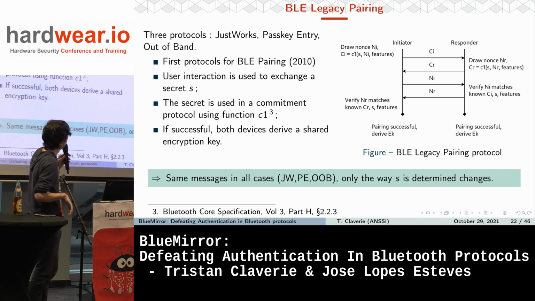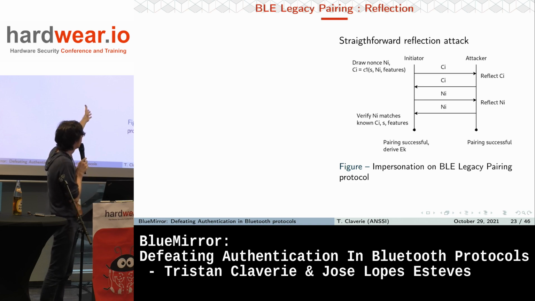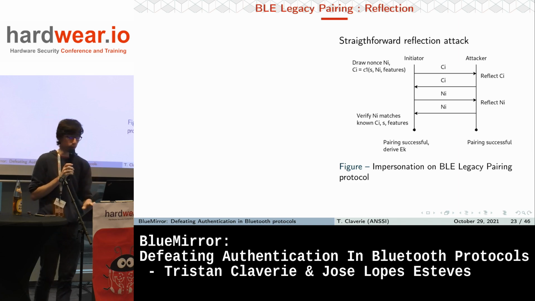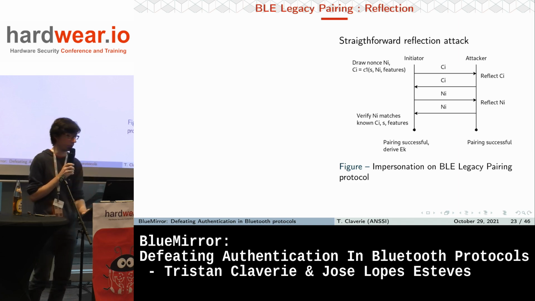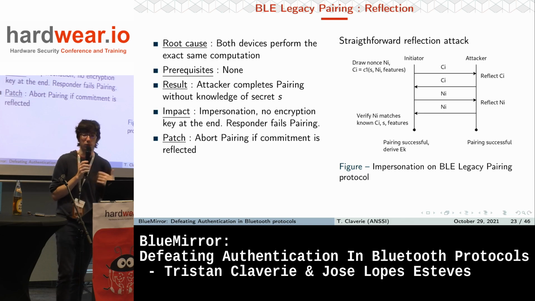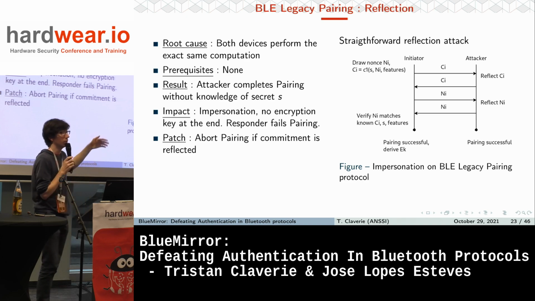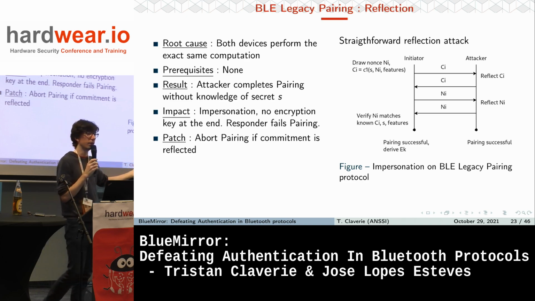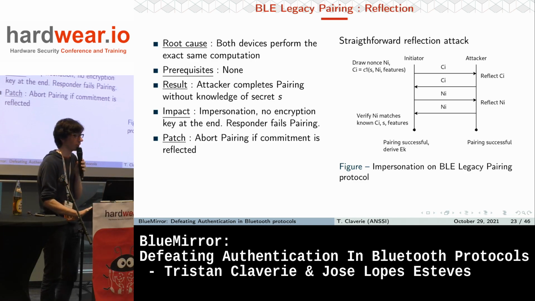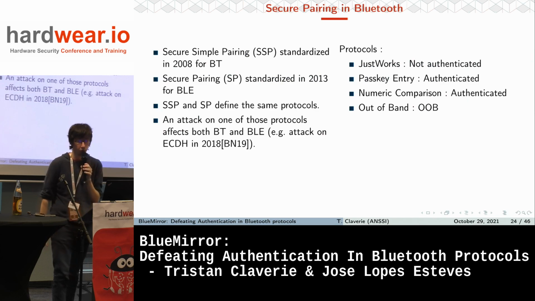There is a very easy reflection attack in that, because both the initiator and the responder perform the same computation. So if you just do a straightforward reflection attack, you complete the pairing, but you don't know the encryption key. Again, it's more of a funny result, because the most impactful attack on legacy pairing is that there is still no proper key exchange like Diffie-Hellman, and therefore, if you just sniff the communication, you may be able to retrieve the encryption key. So, this was kind of a warm-up, and we'll get to secure pairing.